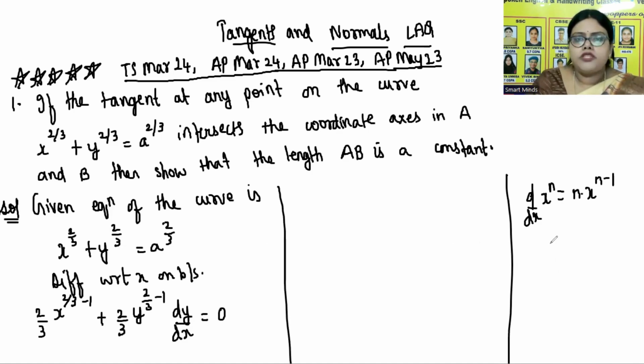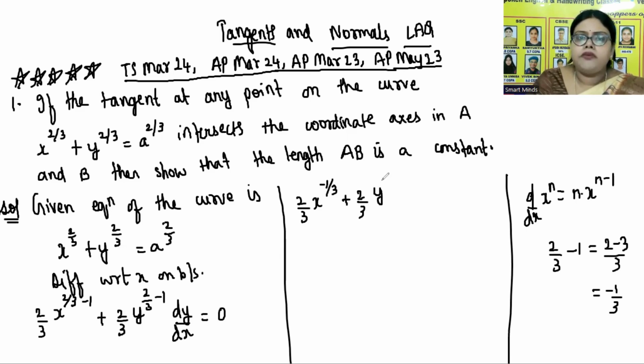Now tell me what is 2 by 3 minus 1. If you take LCM you get 2 minus 3 by 3, that is minus 1 by 3. So that is 2 by 3 x power minus 1 by 3 plus 2 by 3 y power minus 1 by 3 dy by dx is equal to 0.